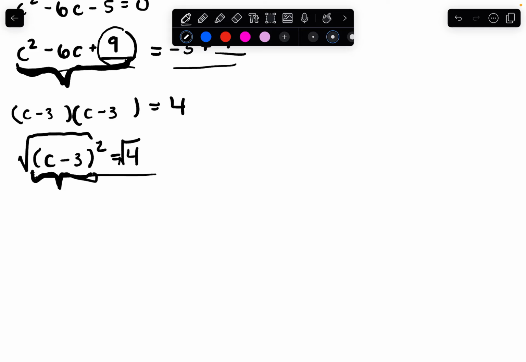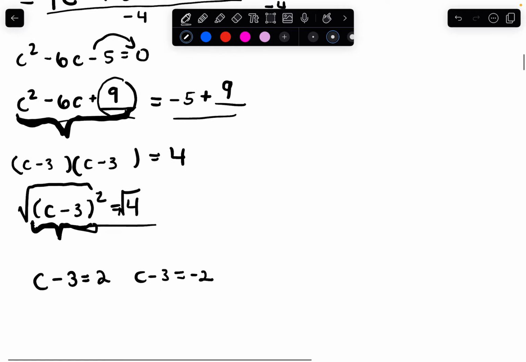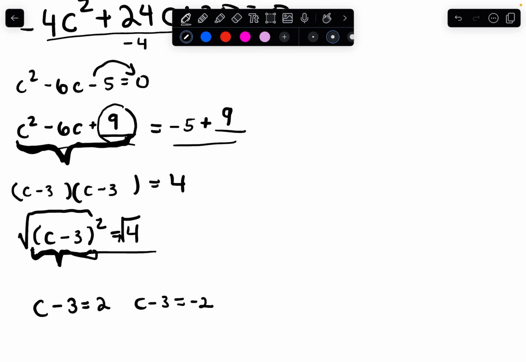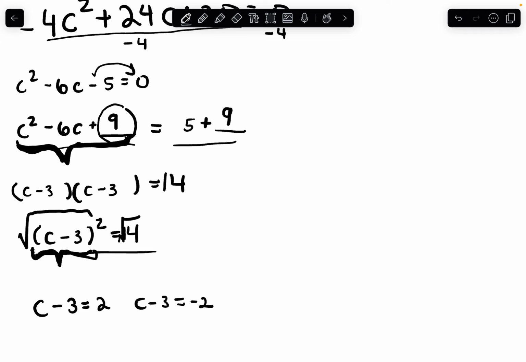We're going to take the square root on both sides. So c minus 3 is equal to 2 and c minus 3 is equal to negative 2. And I hope I did this correctly. No, I didn't. Did you catch my mistake? Yep, the 5 was supposed to be positive because when you move the 5 to the other side, it becomes, oh, not what I meant to do. There you go. So this is actually 14, not 4.